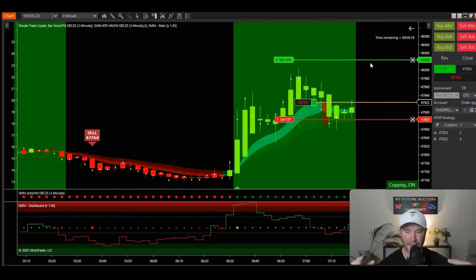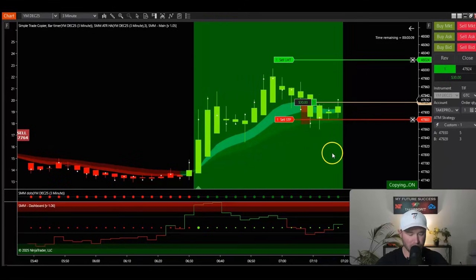Now, always have your stop loss in place and never move your stop loss. If it comes down and hits your stop, that is completely fine. That just means the market has a different idea of where it wants to go, and that's okay. You can look at reversing your position.